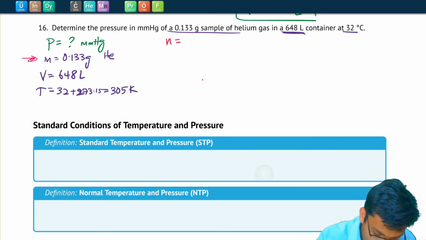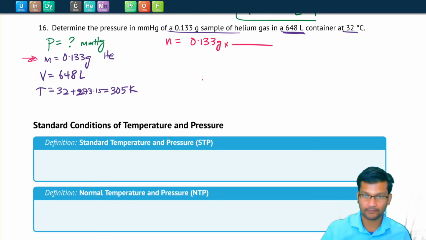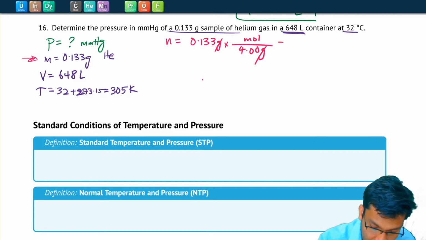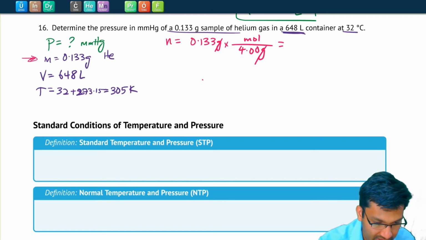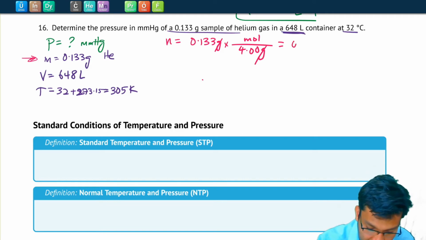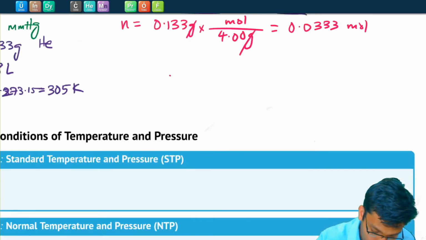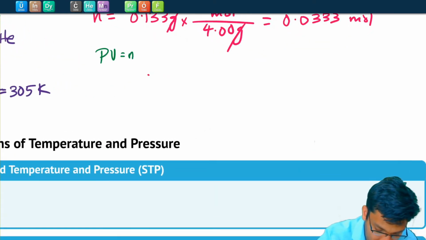We know number of moles would be mass, 0.133 grams, divided by molar mass. Helium has a molar mass of 4.00 grams per mole according to the periodic table. So this will give us how many moles? Let's see, punch that in our calculator. I get 0.0333 moles. Okay, that's all very good, because now we can use our PV is equal to nRT equation.